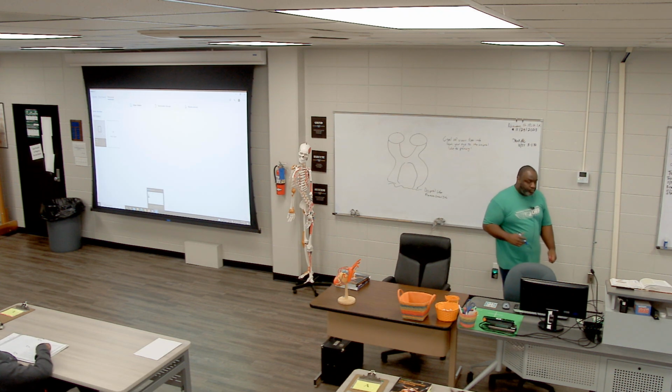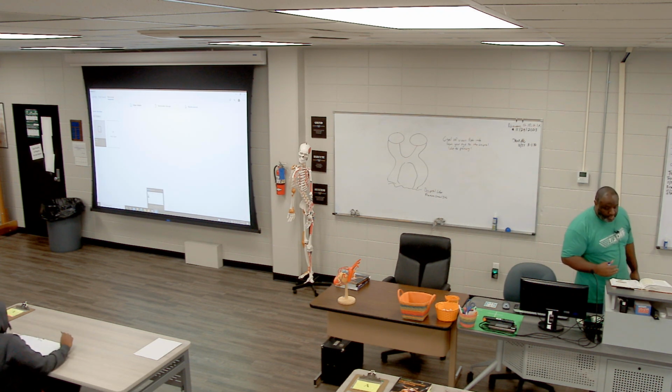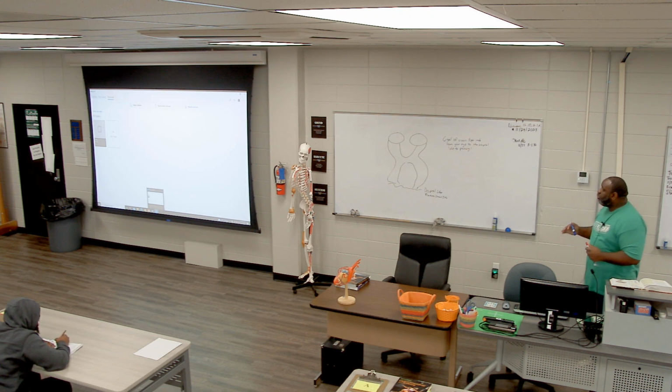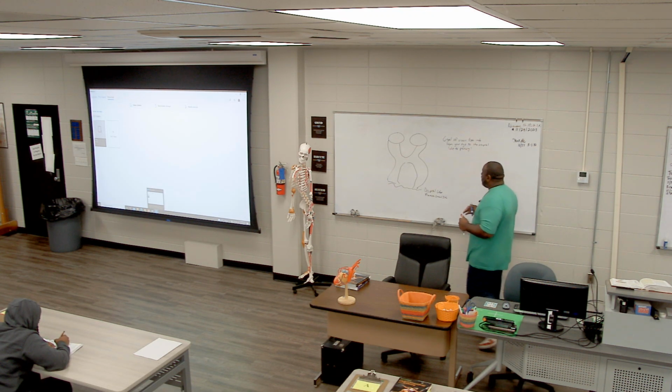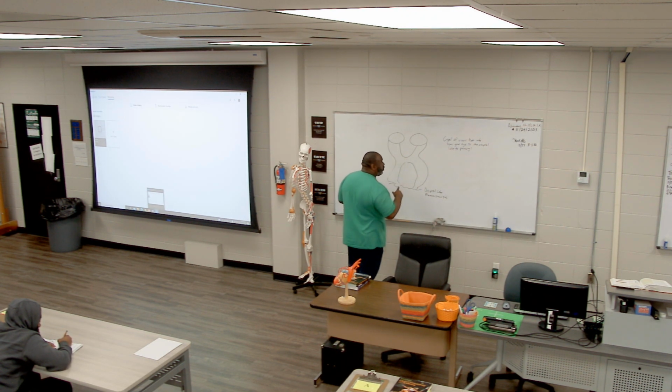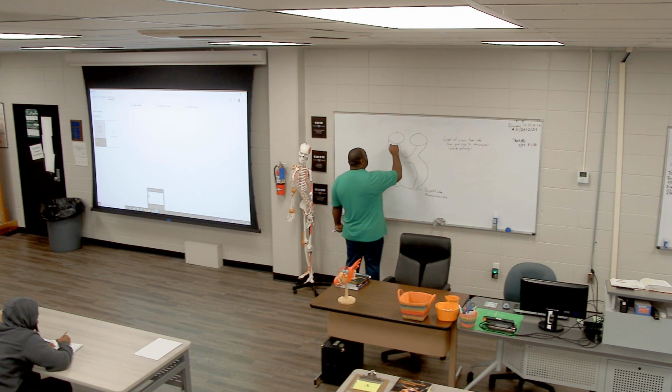Okay, so there are rods and cones in our eyes. We're not going to talk about what's happening in the eye with the rods and cones. We're going to talk about how they see. So we're going to pick up from the first part, which is going to be the optic nerve.